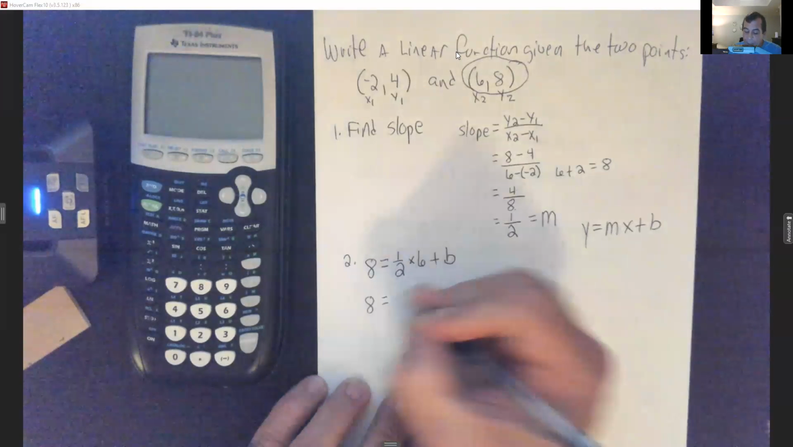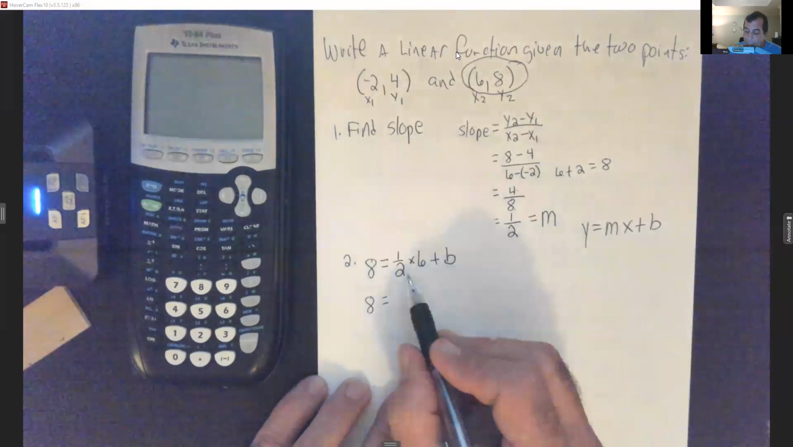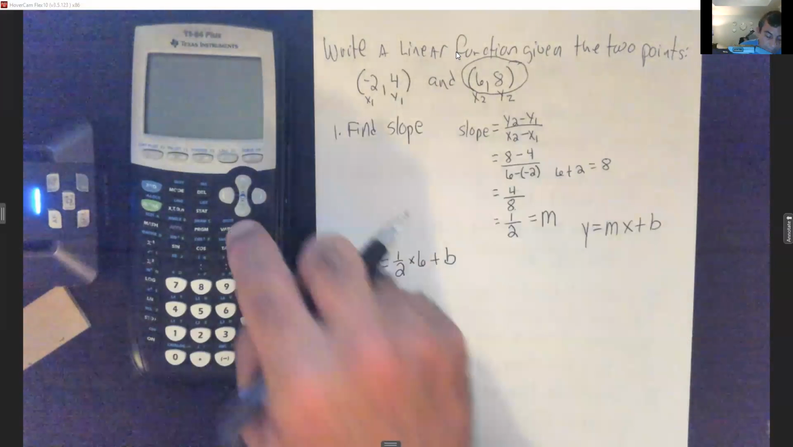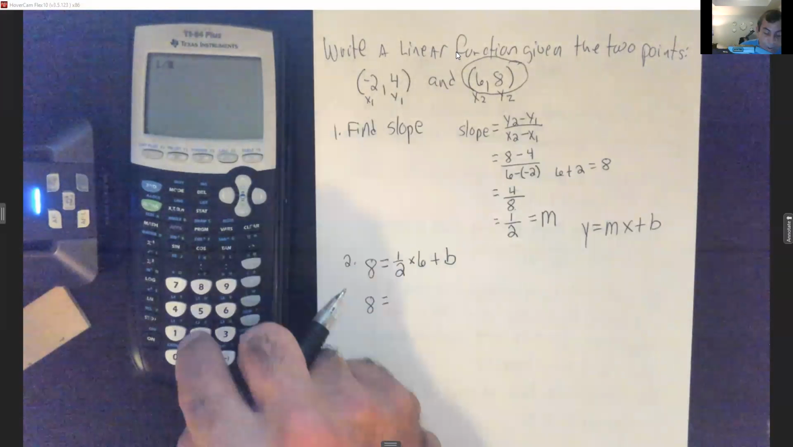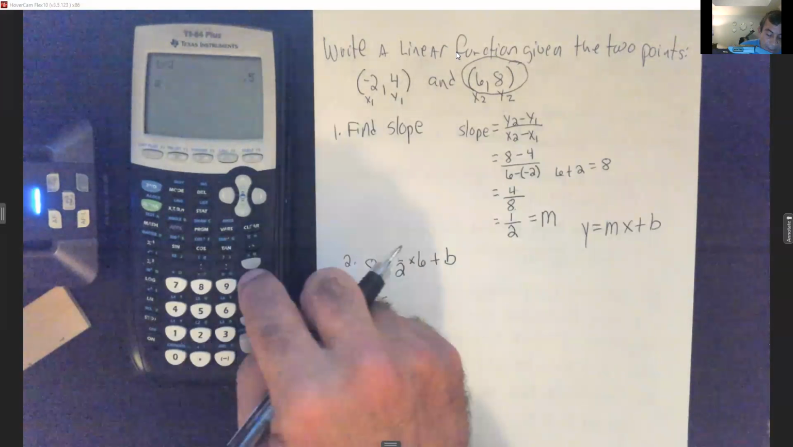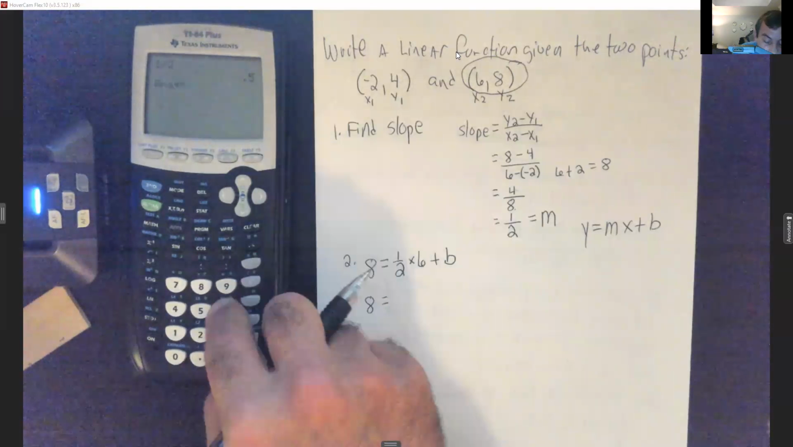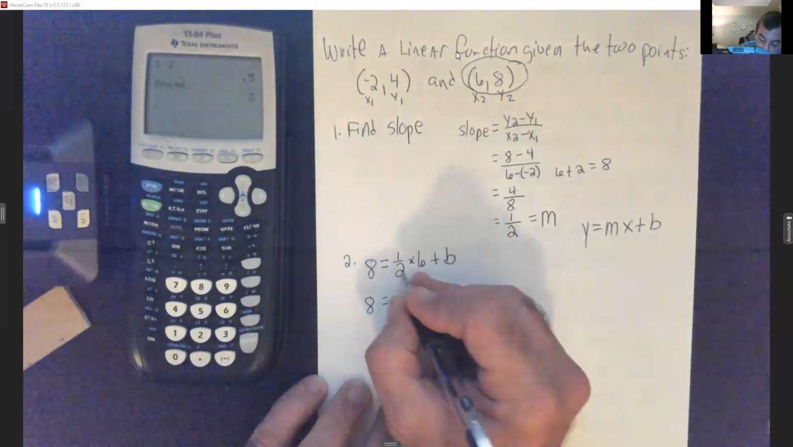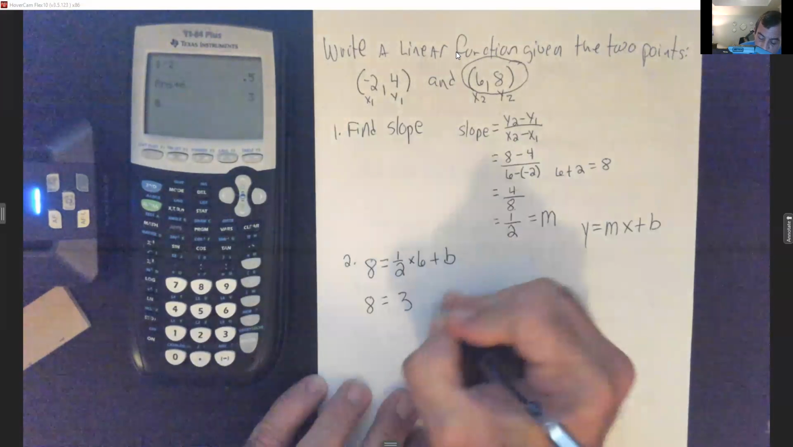Multiplying comes first. So we have to figure out what is 1/2 times 6. The calculator will do that. 1 divided by 2 is 0.5, times 6 gives me 3. So 1/2 times 6 is 3, plus my b.